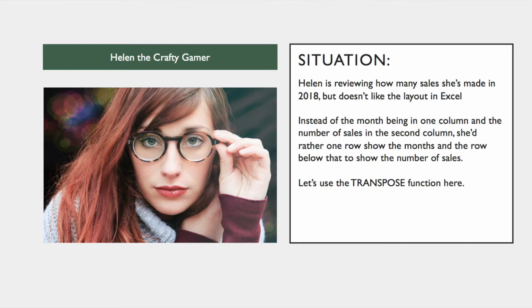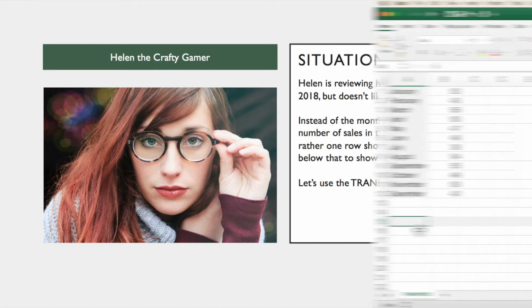And today I'm going to be telling you about Helen the Crafty Gamer. Helen is reviewing how many sales she made in 2018, but she doesn't like the layout in Excel. Instead of the month being in one column and the number of sales being in the second column, she'd rather have one row show the months and the row below that show the number of sales. Let's use the transpose function here to see how we can make that work.